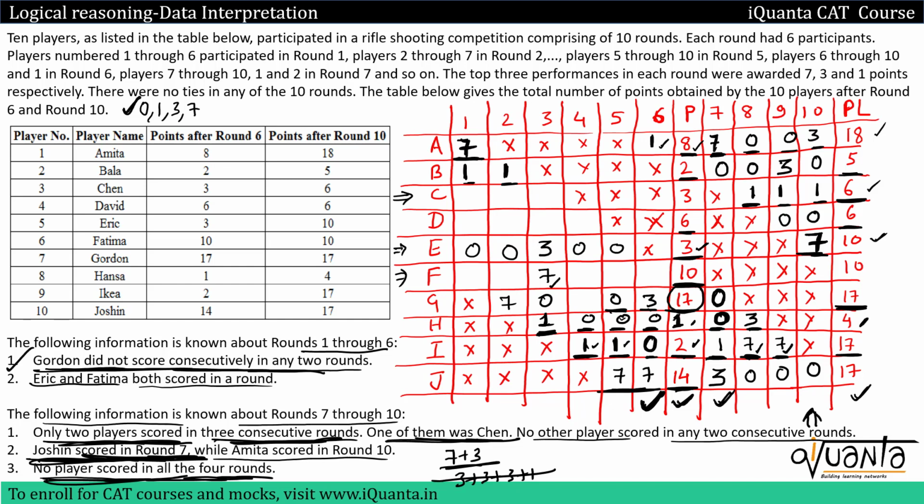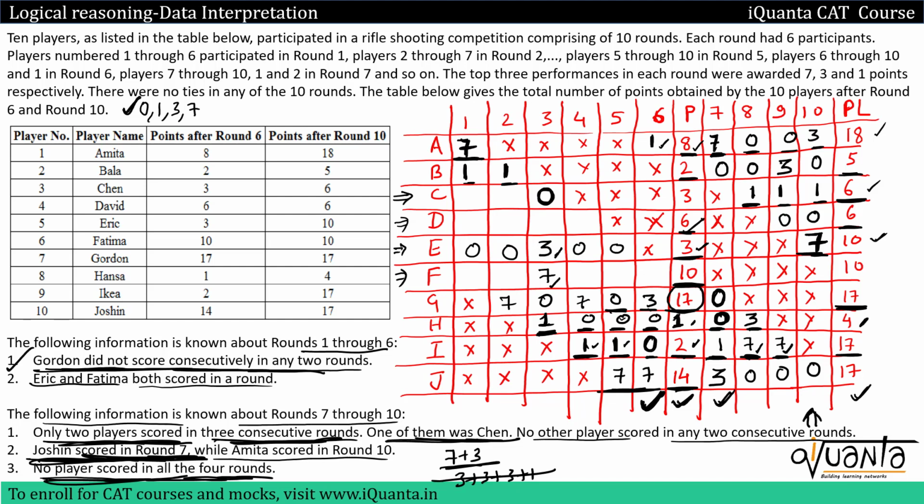He will have to score 3 in one of the rounds. We are very sure that C will not score 3 in this round. Which round? Round number 3, because E is already scoring 3 over here. So he will score a 0 over here, C. At the same time, if we talk about D over here, D has to score a total of 6. So he will score those 6 points in 2 rounds.